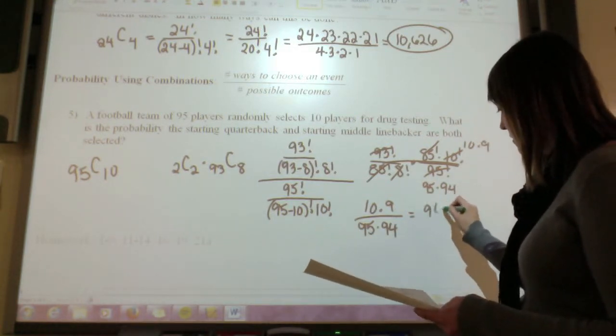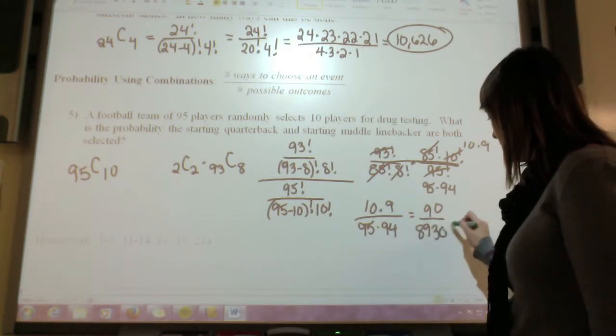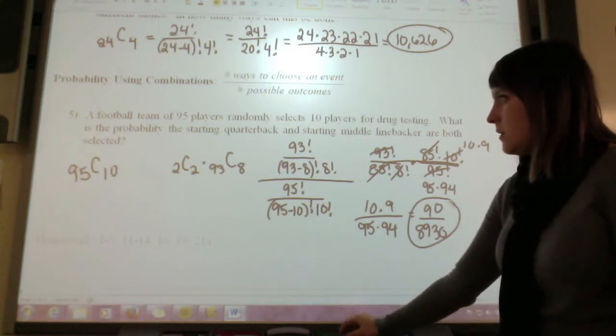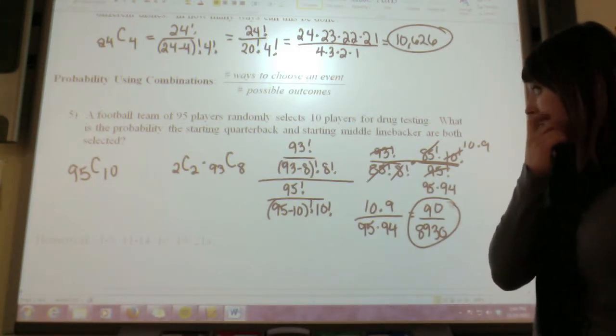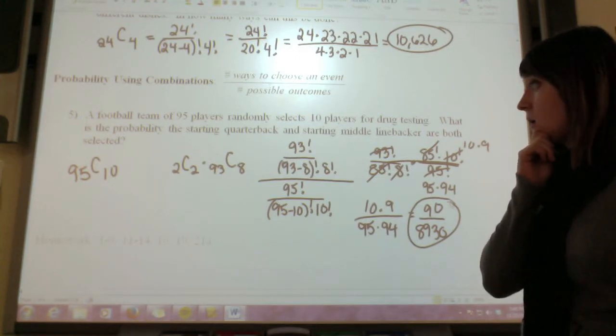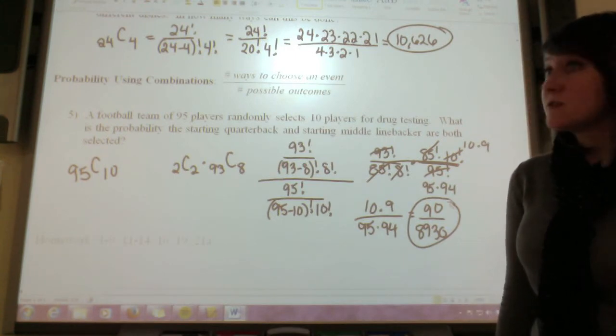Which gives you 90 over 8930. So that's the probability that out of 95 people on your football team, the starting quarterback and starting middle linebacker are both going to be selected for random drug testing. And that's everything for Section 6.